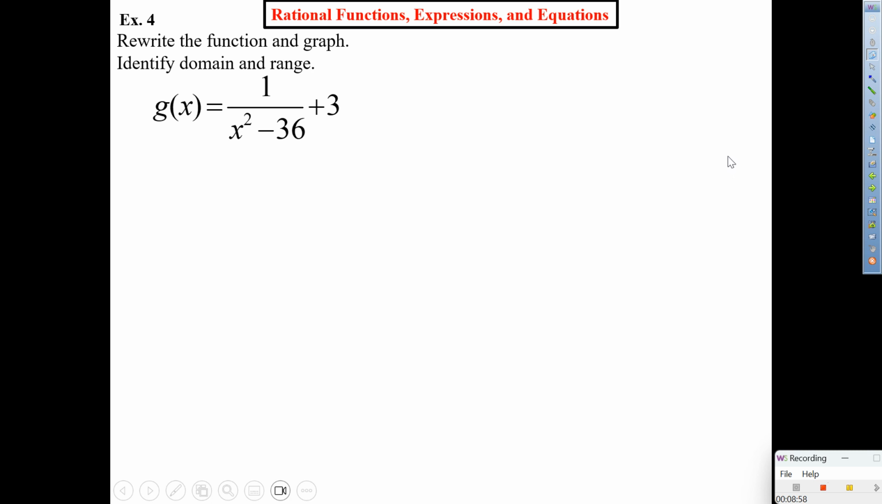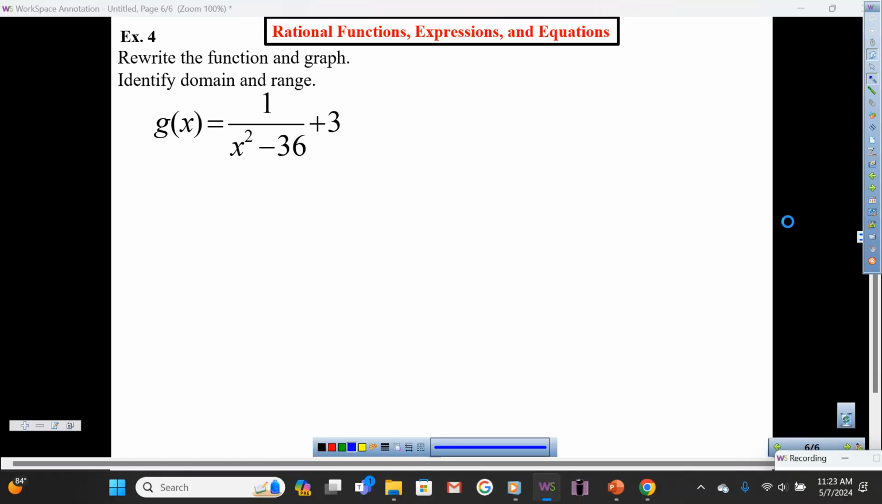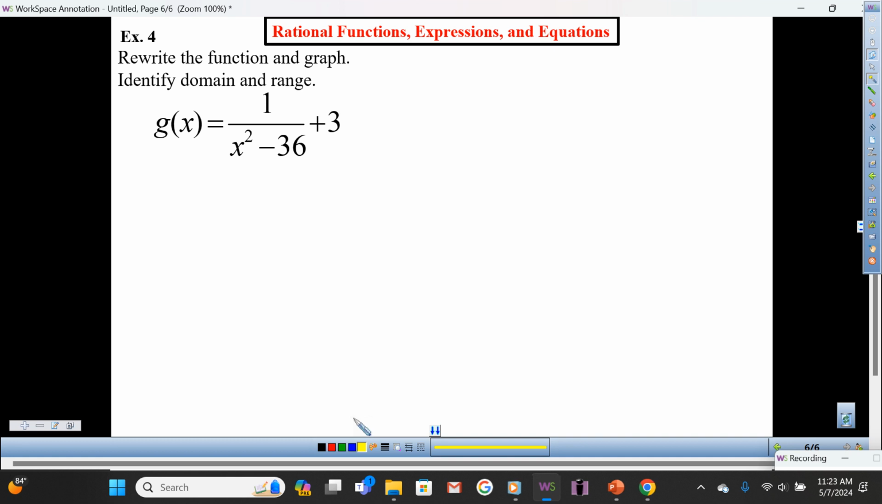So g of x equals 1 over x squared minus 36 plus 3. All right. So if you notice, it still has the square. So tell your neighbor what the graph is going to look like because of this square. I just showed you that we only have 2 options. Well, how is it going to look like? All right, I see Emily P. going like this, which means like this. And why like that? Because of the squared on the denominator. That's what we're looking at.